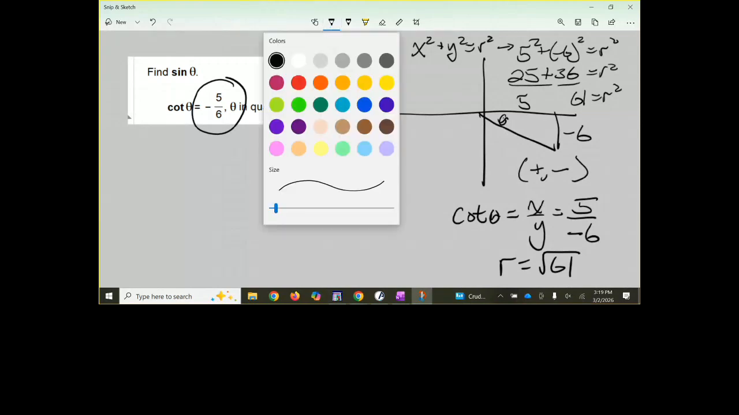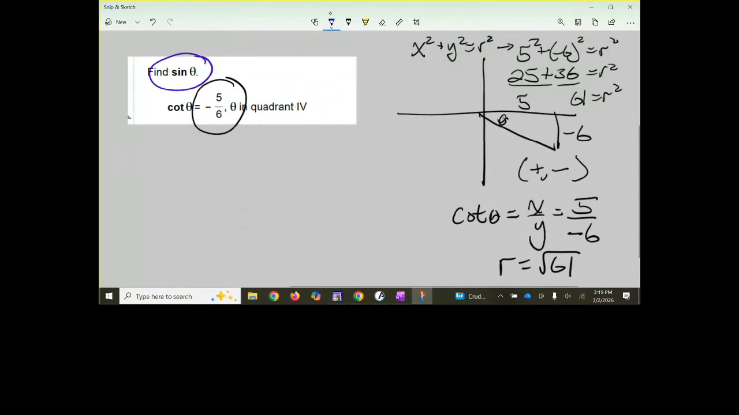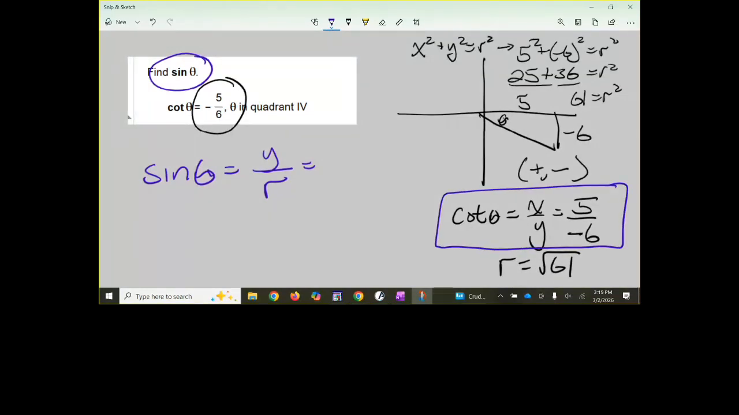Now, what is it that we're looking for? We're looking for the sine of our angle. Isn't the sine of our angle defined as y over r? What did we say our y value was again? Anyone know? So we look over here. Y was which one? Negative 6, right? Boom. Okay, r is square root of 61.